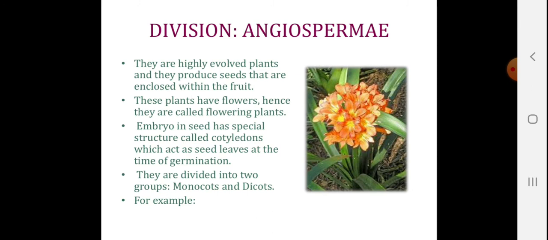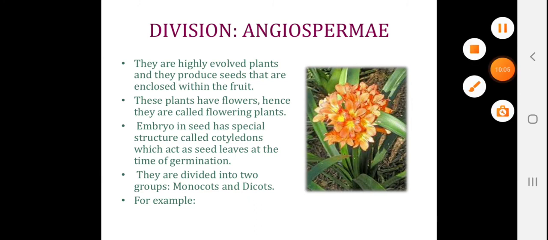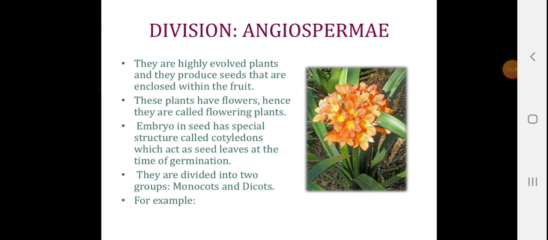These plants have flowers, hence they are called flowering plants also. The embryo in the seed has a special structure called the cotyledons. You know what is the function of cotyledons? They store the food inside, which acts as the seed leaves at the time of germination. They will provide the nutrients during germination or before germination, during the dormancy period.